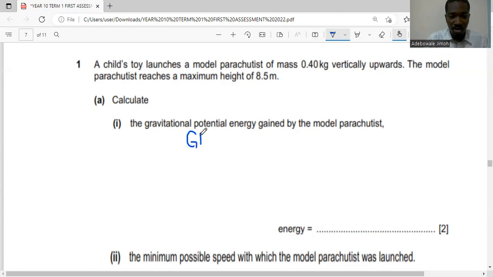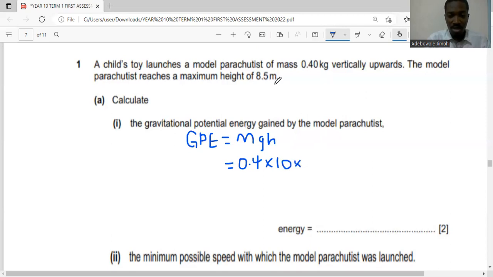What is the formula for gravitational potential energy? Gravitational potential energy is equal to mass multiplied by gravitational field strength multiplied by the height. What is the mass of the model parachutist? 0.4 kilogram. So you write 0.4 multiplied by gravitational field strength. We always take it as 10 meters per second squared for your IGCSE level.